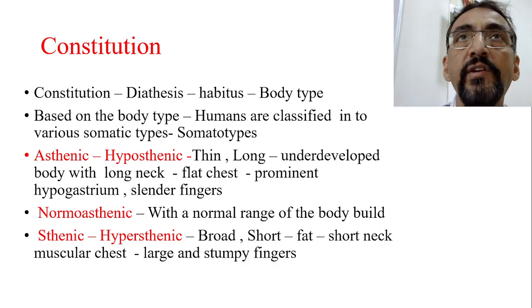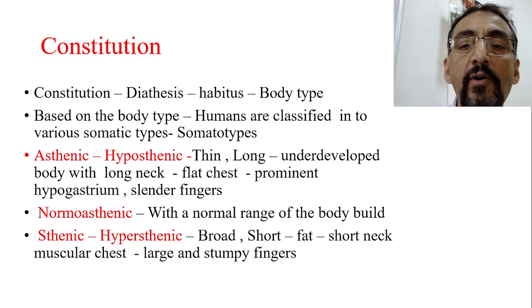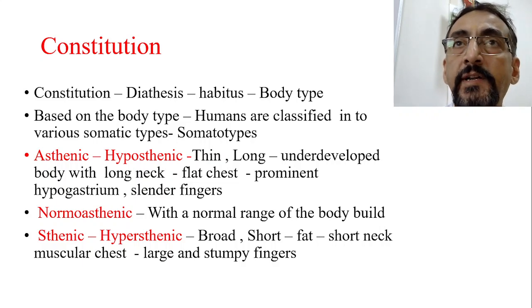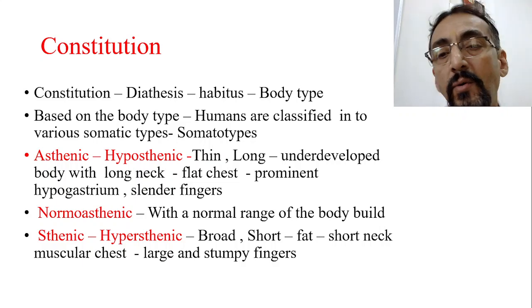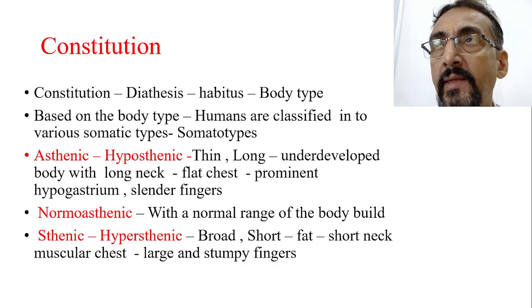Similarly, normoasthenic. What do you mean by normoasthenic? That is a normal range of body build. It is not too much, it is not too less. It is not too much fat, nor too much krusha or emaciated. So it is normal, and usually we call that body type normoasthenic.